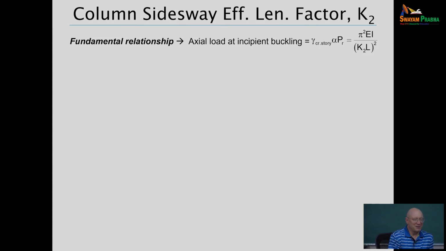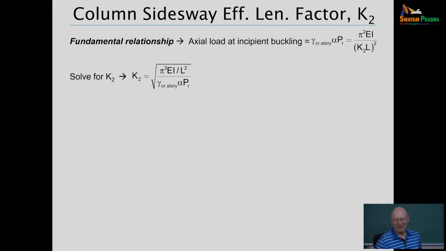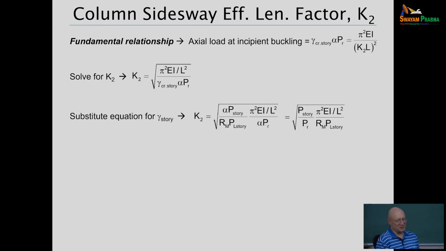Whatever you're doing, non-sway or side sway, it really just comes down to what I'm showing you at the top of the screen here. You take your axial load in the member at buckling, and there are 1,001 different ways, different tools, charts, and equations that you can use to estimate that load. Gamma critical story times alpha PR, that's your load in the column at buckling. Let's equate that to pi squared EI star divided by K2 L squared. I think I left off the star here because when we talk about effective length, that's usually the effective length method. Solve for K2. Any tool that you use, that's what you're doing. It's just that it may work differently than that.